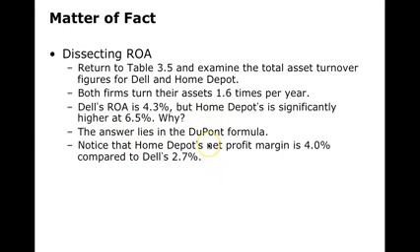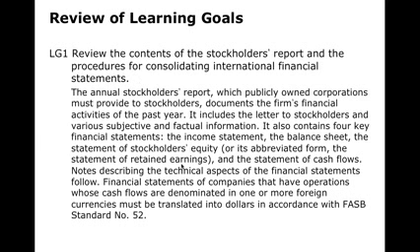And the answer lies in using the DuPont analysis. When we use it, we can see that Home Depot's net profit margin is 4% compared to Dell's, which is 2.7%. So that's why Home Depot's return on assets is significantly higher, because they have a better profit margin. Okay, so that's the end of this chapter.